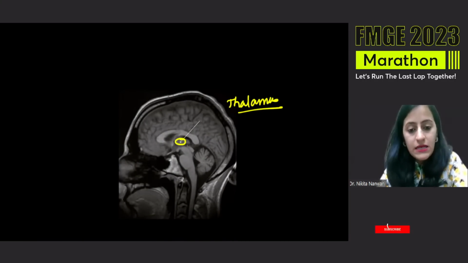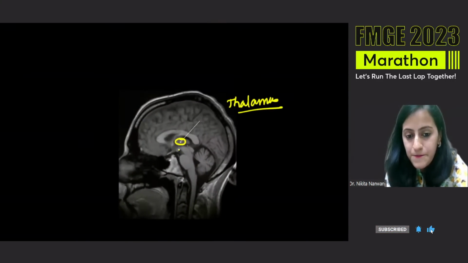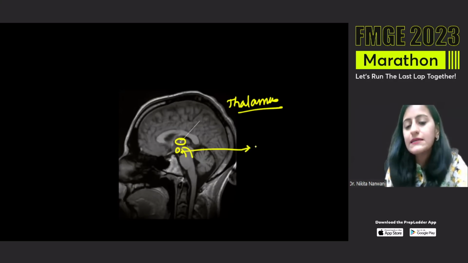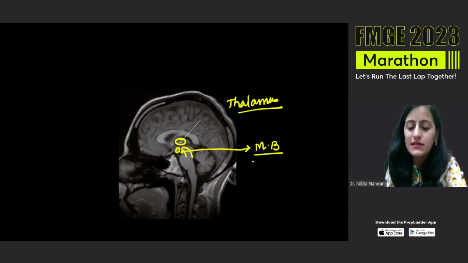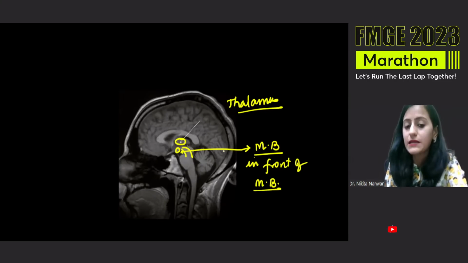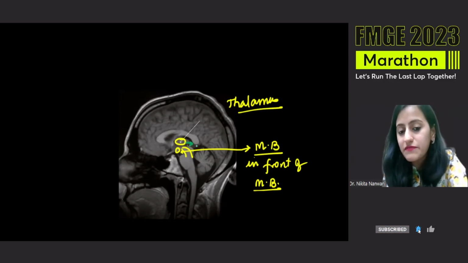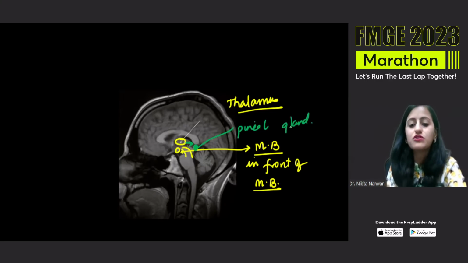Now, what is this rounded structure here in front of the midbrain? This rounded structure, anterior to the midbrain, is the mammillary body. Remember that is mammillary body, guys. That's not the pineal gland. MB, mammillary body, is in front of MB, the midbrain. Where is the location of the pineal gland? Pineal gland, in relation to the third ventricle, is posterior. So the posterior wall of the third ventricle, below the corpus callosum, is where the pineal gland would be located.